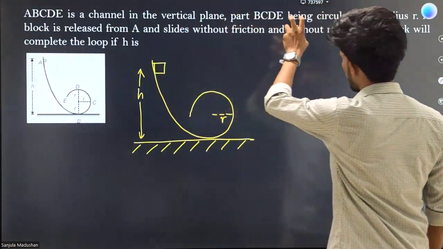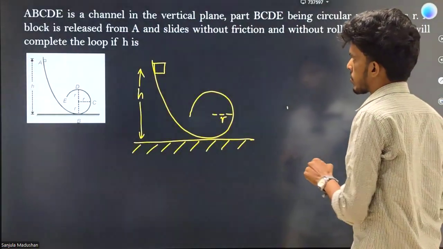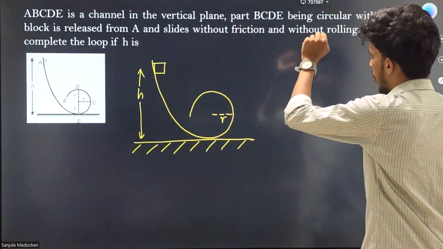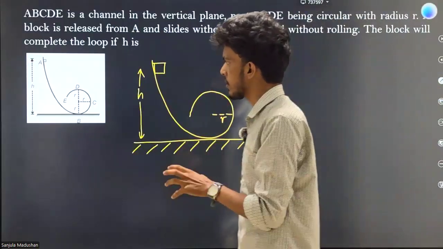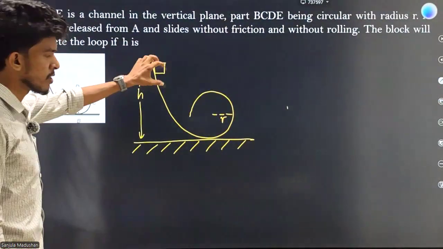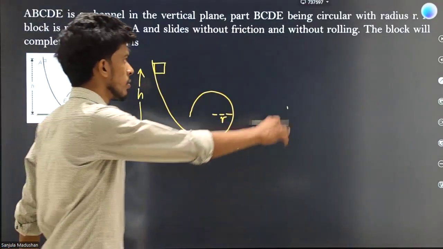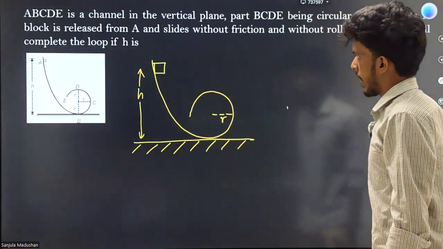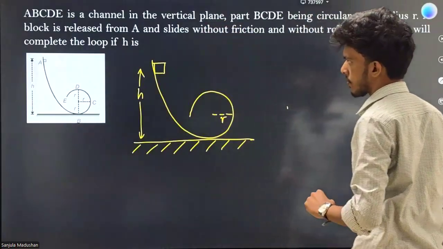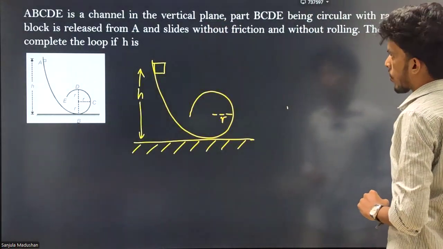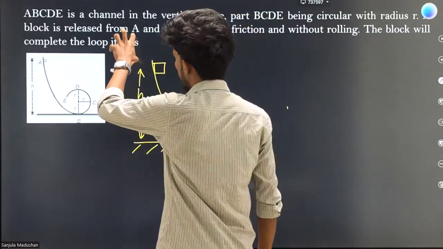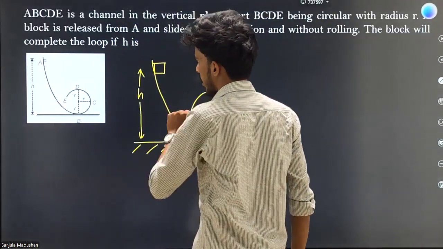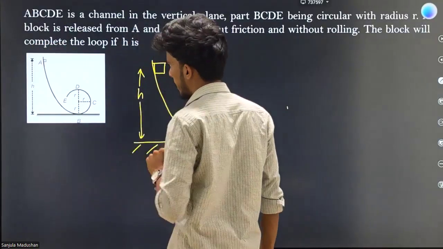without friction and without rolling. So there is no frictional force. Also, there is no rolling. That means we don't have to consider the rotational motion of this block. The block will complete the loop if h is... So we have to find the value of h such that this block will complete the loop.